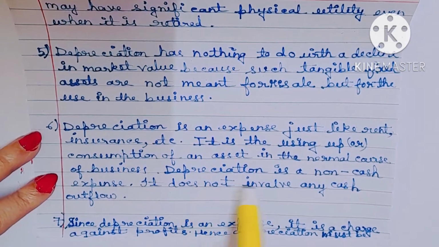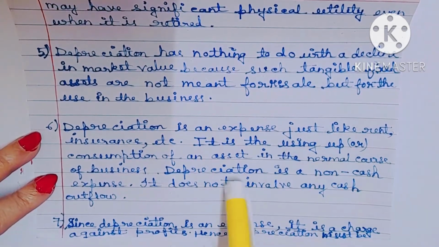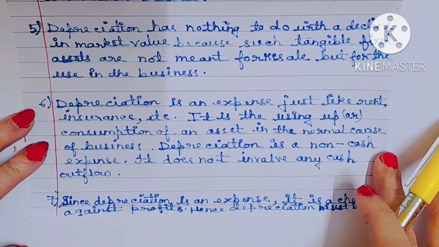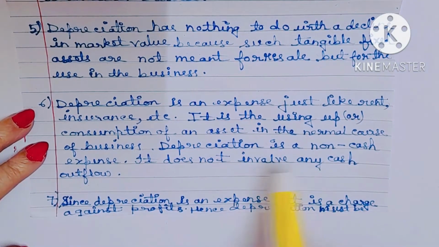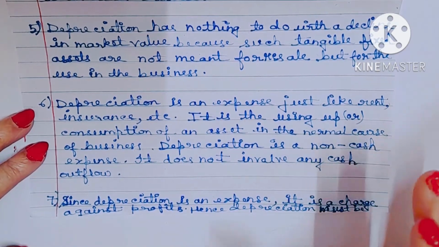Depreciation is a non-cash expense. Here you don't have to pay cash. It does not involve any cash outflow. You do not have to make any payment in cash. It is a non-cash expense.